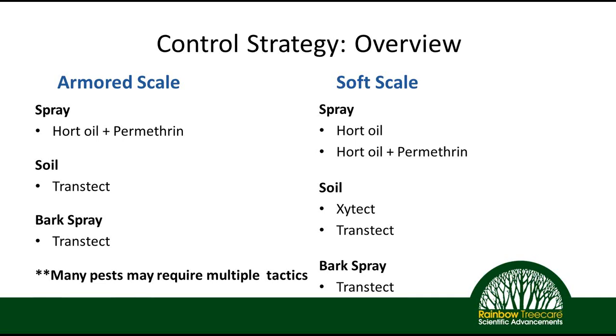Since soft scales only have one crawler stage, you usually only need to hit that onset once. However, the crawlers may emerge over the course of more than a month, which is when you need to spray with permethrin a couple of times. With soft scales, you can generally use Zytec or Transdect, or an injection of Zytec or bark spray of Transdect, depending what your company uses and what labor they want associated with that use.